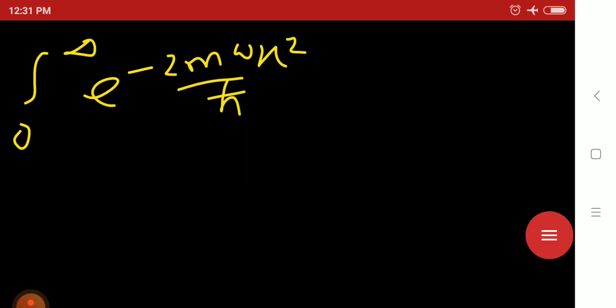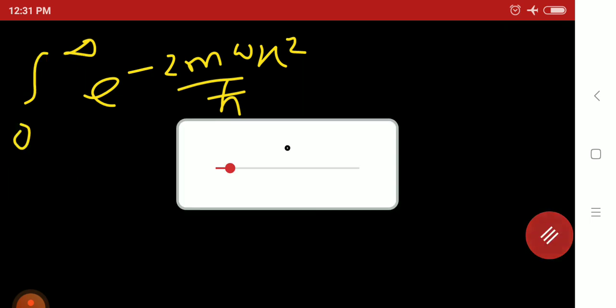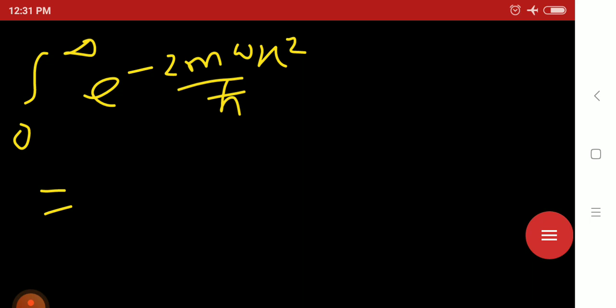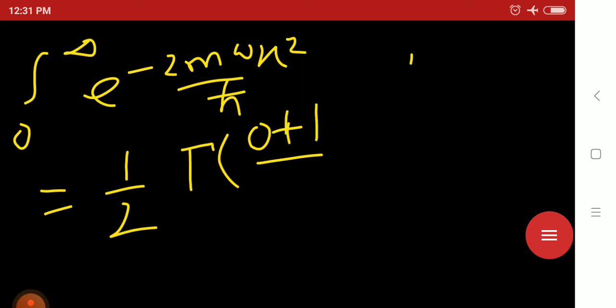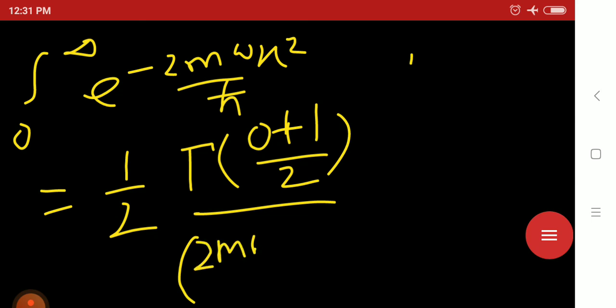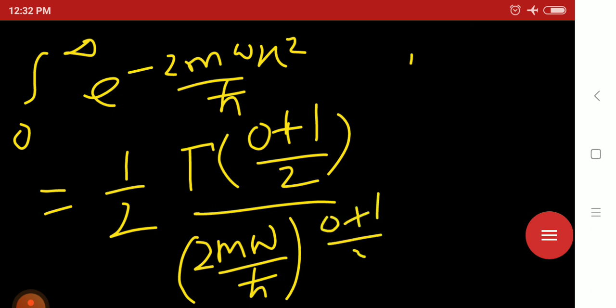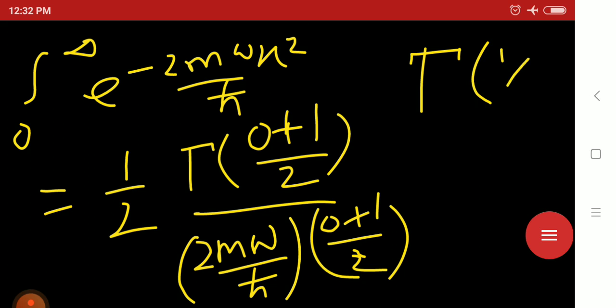I am calculating the integration differently, then I will multiply it with the constant term c that I have to calculate separately. So 1 by here n value is 2, so 1 by 2 gamma m value is 0, 0 plus m plus 1 by n, so 0 plus 1 by 2 divided by alpha to the power, alpha means 2m omega by h cut whole to the power 0 plus 1 by 2. So here one thing you have to know of gamma function. Gamma half has value always root pi.